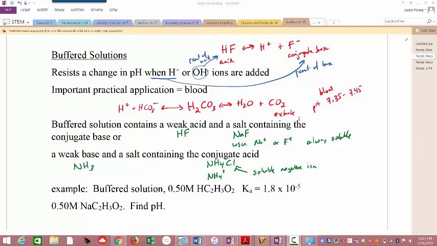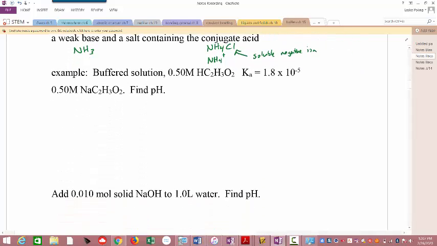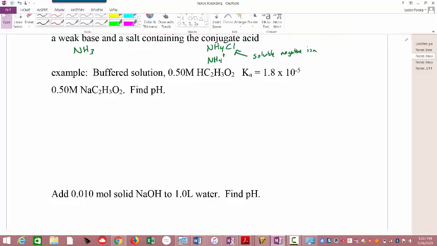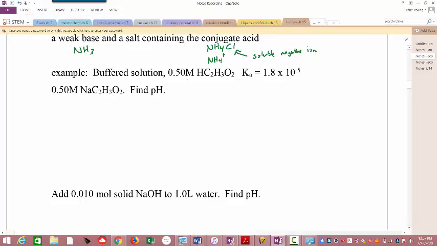All right, so now let's do a buffer problem. So our buffered solution contains acetic acid and sodium acetate. So we've got our acid and its conjugate base. So this right here is just a common ion problem like we did before.